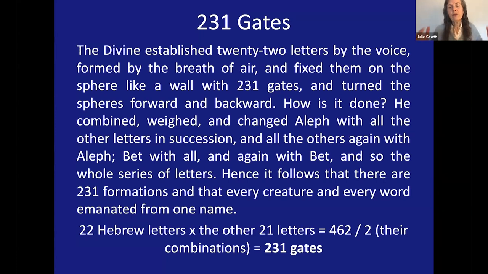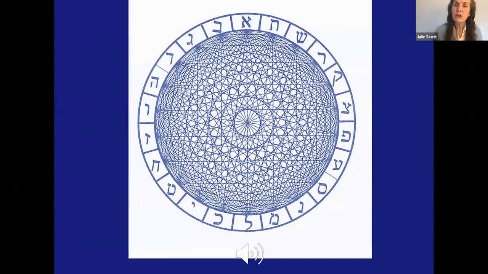And if you divide that by half, creating a gate through which you can enter, that's how you get 231 gates. And we are going to just gaze upon this image for a few minutes.